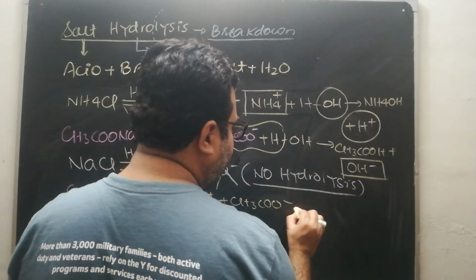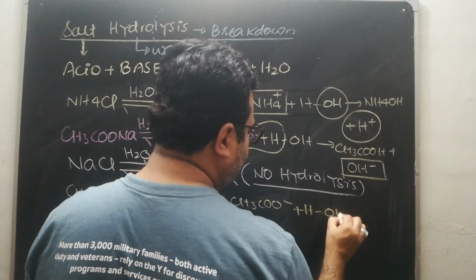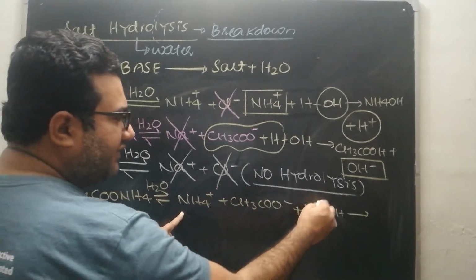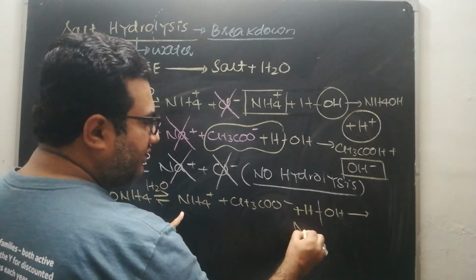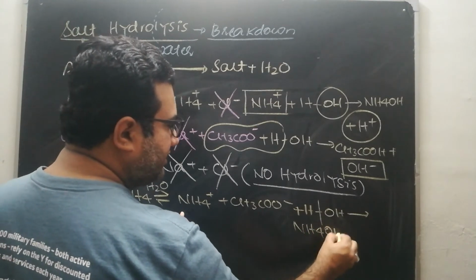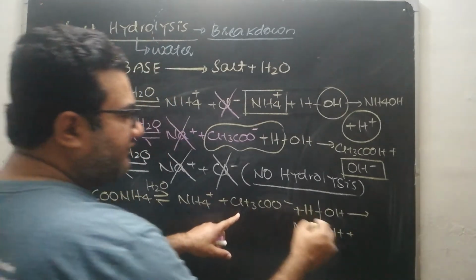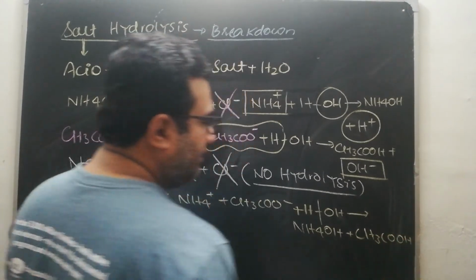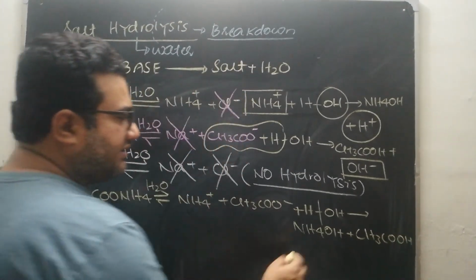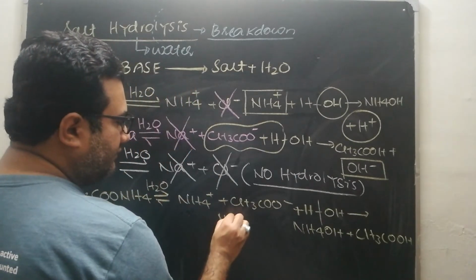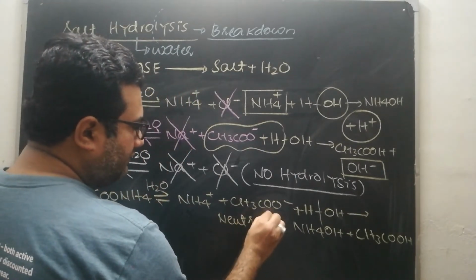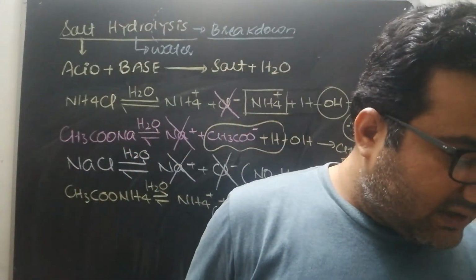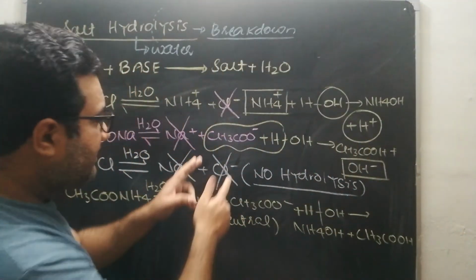And when they both react with water, what will they form? Ammonium ion will combine with the negative part of the water, forming ammonium hydroxide. And acetate ion will combine with the positive part, forming acetic acid. And as both of these are weak, again the solution will be a neutral solution.